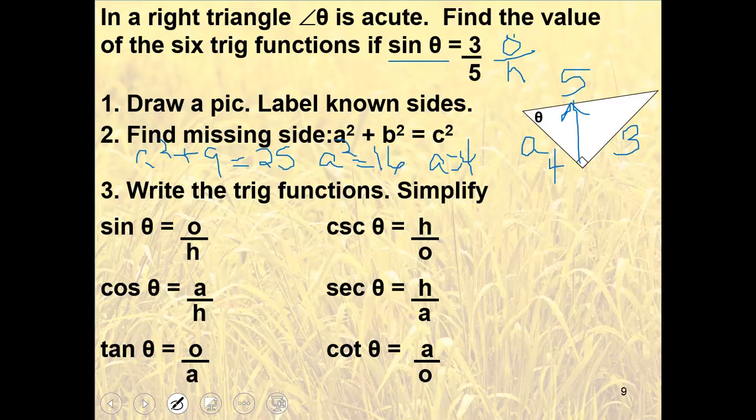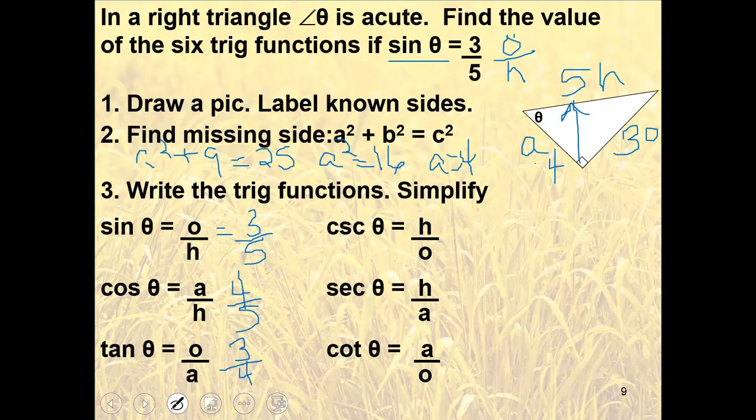All right, here's my opposite, and here's my hypotenuse. Notice, even though they give me sine of theta is 3/5, I still go ahead and put it in. That way, all my trig values look the same. I have 6 for everything, and it's easy peasy lemon squeezy. All right, the cosine is going to be 4 over 5, the adjacent over the hypotenuse. The tangent is going to be opposite over adjacent, 3 over 4.